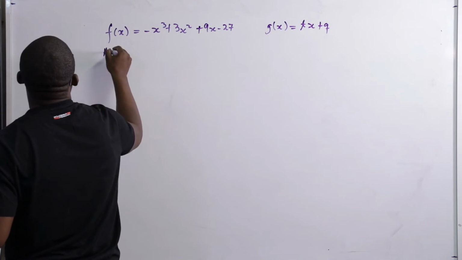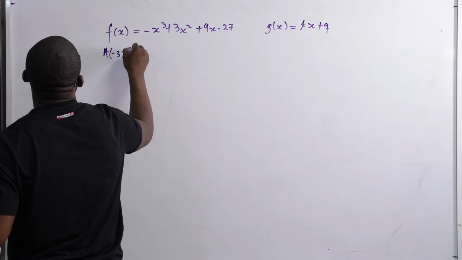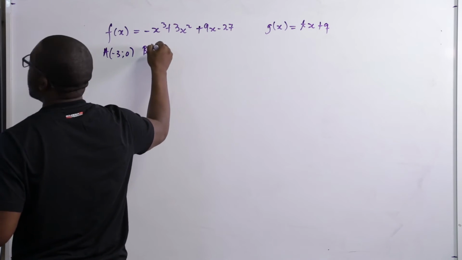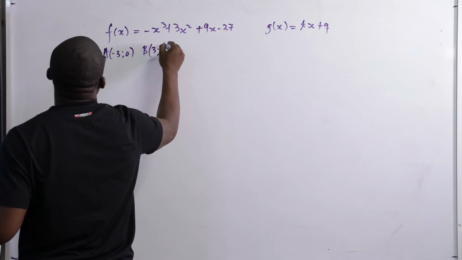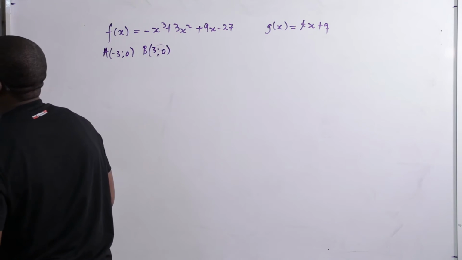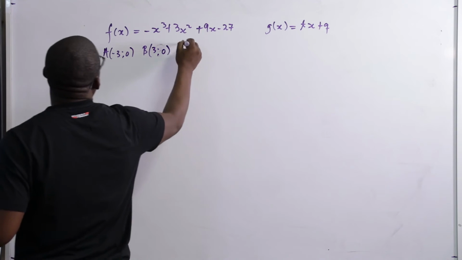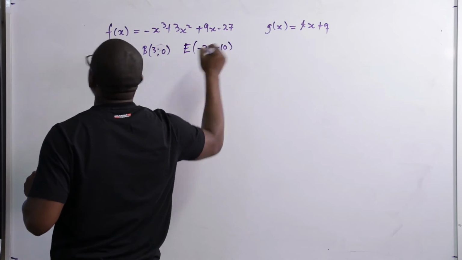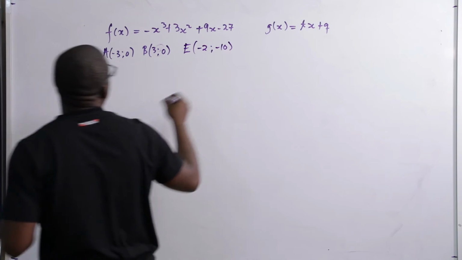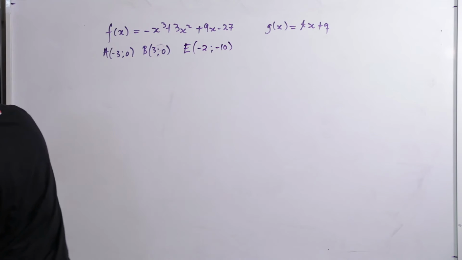We have A (minus 3, 0) and B (3, 0). These are the x-intercepts. They also intersect at a point E, which is (minus 2, minus 10), as well as B. So 2 points of intersection.